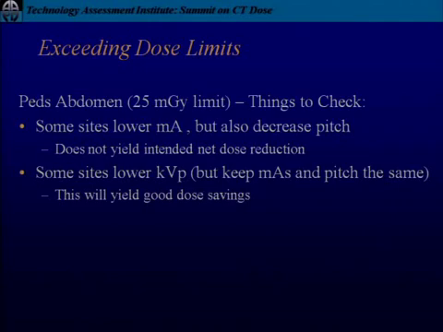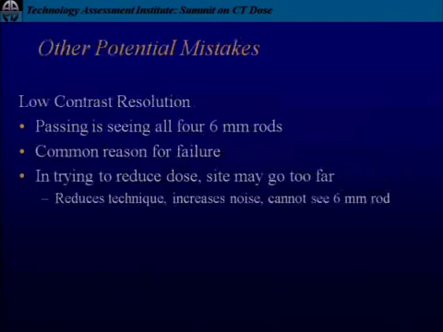Okay. Peds abdomen, similar things. Are they using, let's see. Whoops. I've seen this where some sites lower the mA, but they also decrease the pitch. Whoops. That actually offset the reduction in mA. So it doesn't yield the intended net dose reduction. Some sites do lower the kVp and keep the mAs and pitch the same. That's cool. That can yield good dose savings, as we saw, just lowering the kVp. Okay? Most times you'll lower the kVp and increase the mAs to compensate.